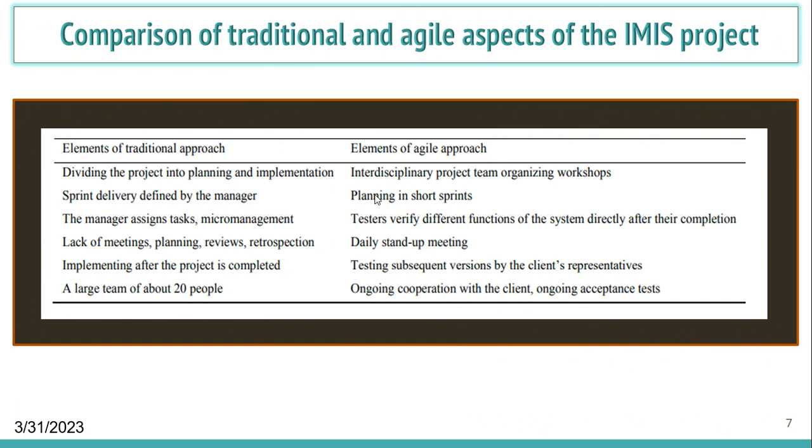Here is a comparison of the traditional and agile aspects of the IMS project. There are two types of approach: elements of the traditional approach and elements of the agile approach. The traditional approach divides the project into planning and implementation, and the elements of the agile approach are an interdisciplinary project team and organized workshops.